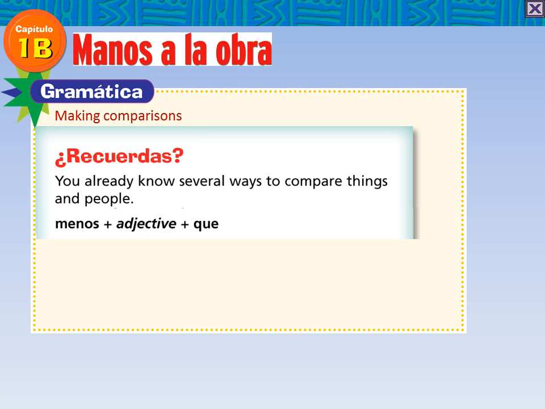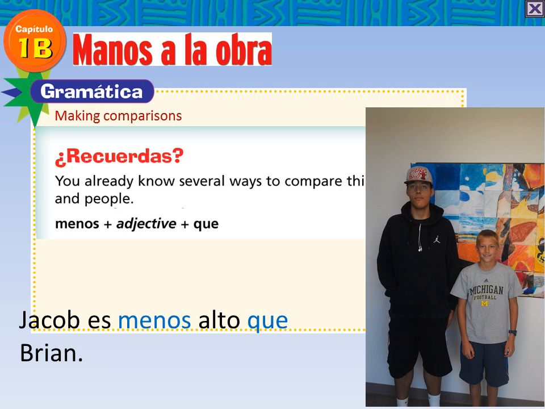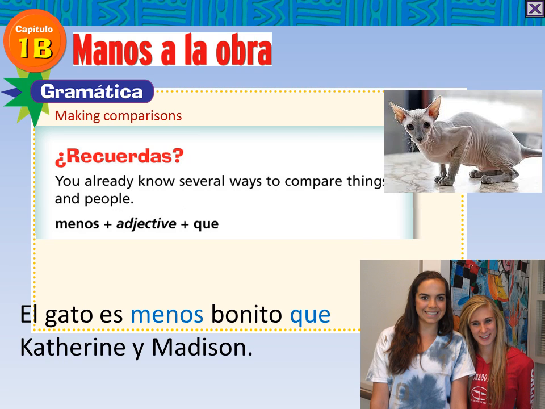We can also talk about something that is less than something else. So, menos plus an adjective plus que. Por ejemplo, Jacob es menos alto que Brian. Jacob is less tall than Brian. El gato es menos bonito que Catherine y Madison. So you guys will see gato is singular. So we have bonito, and it's also a masculine word. So bonito, and also the verb ser also goes with the subject gato.